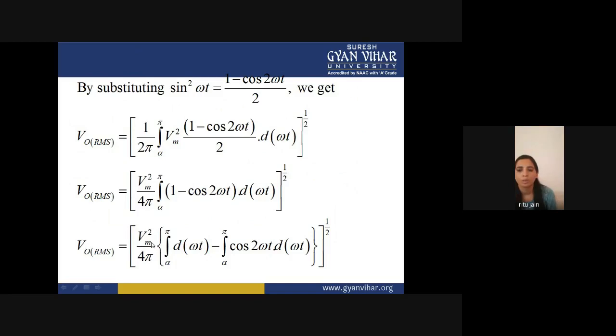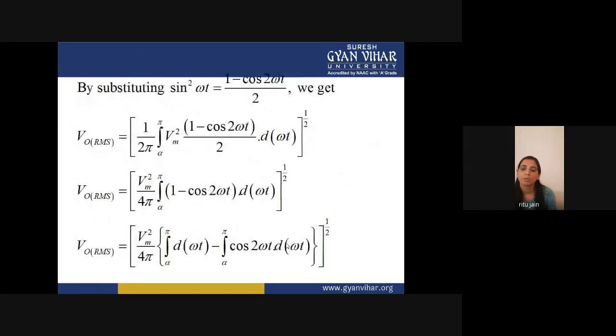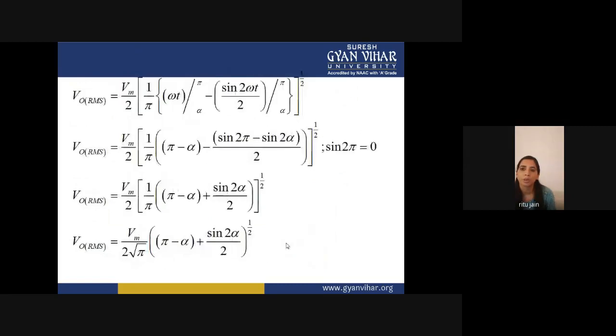So you will get Vm square upon 4 pi, integration from alpha to pi of d omega t, because one is constant, minus integration from alpha to pi of cos 2 omega t d omega t, times 1 by 2. Now, if you solve this equation, the integration of the constant is omega t as it is, with limit from alpha to pi, and the integration of cos 2 omega t gives sin 2 omega t divided by 2, with limit from alpha to pi.